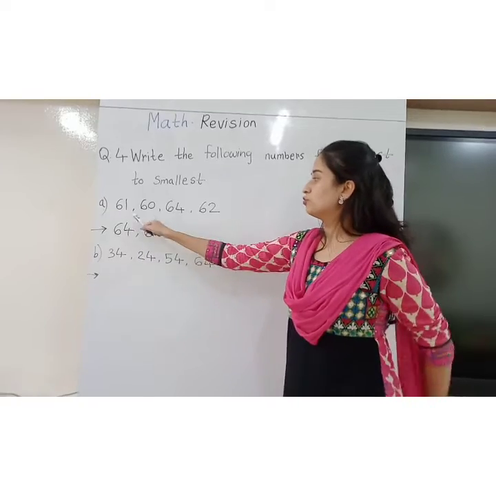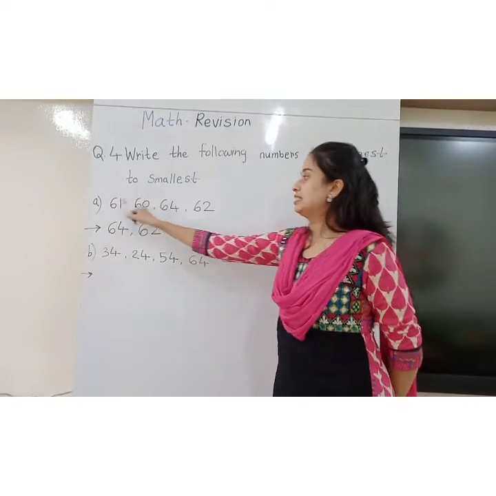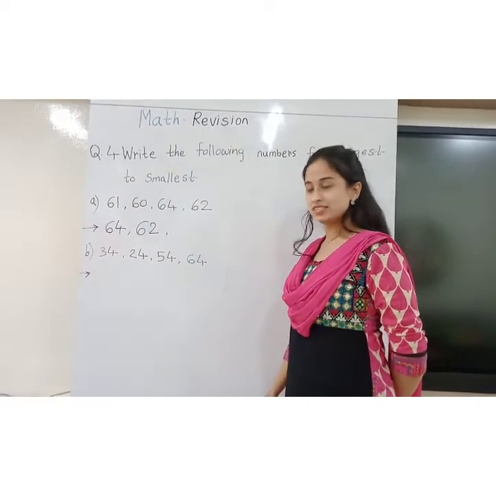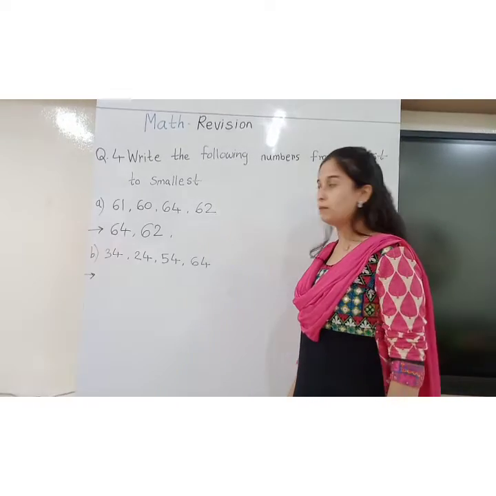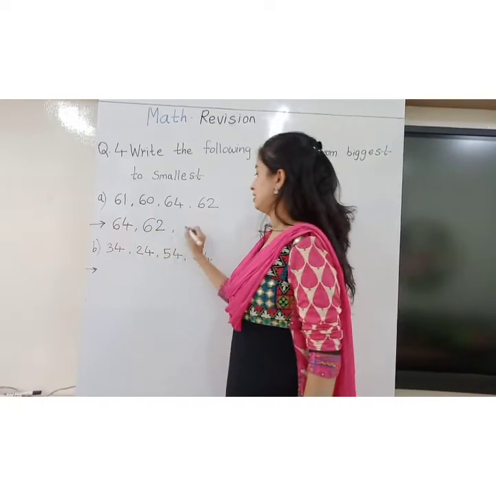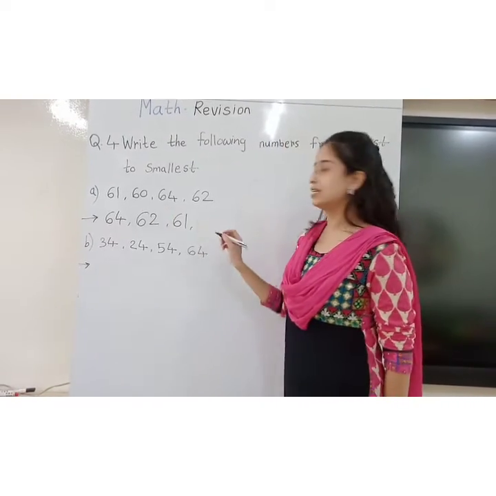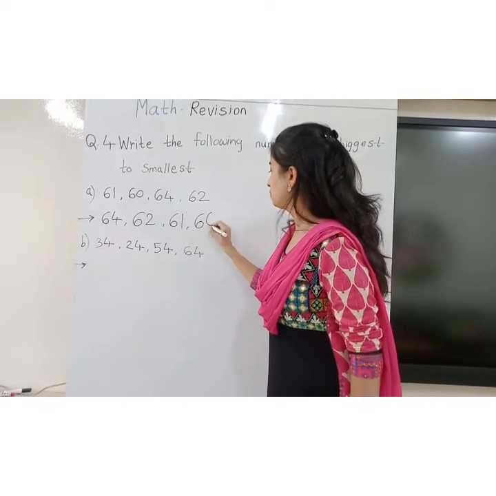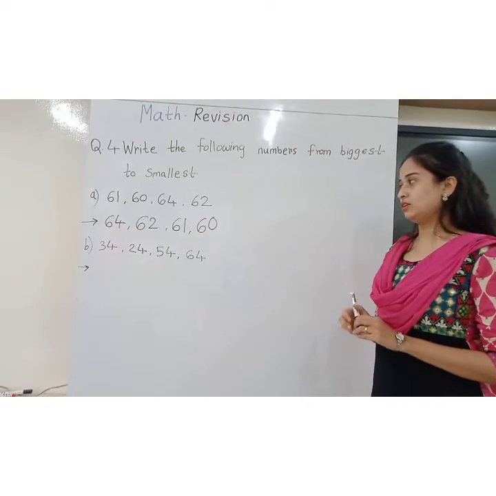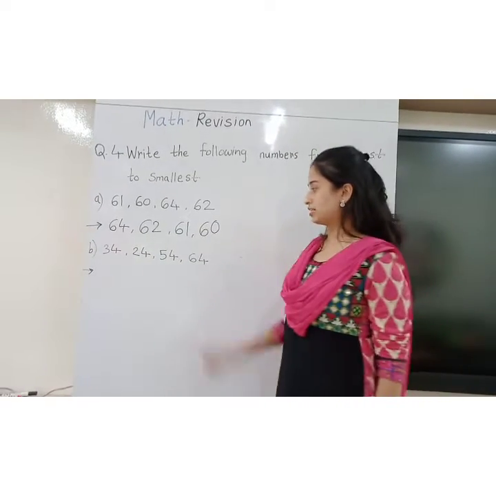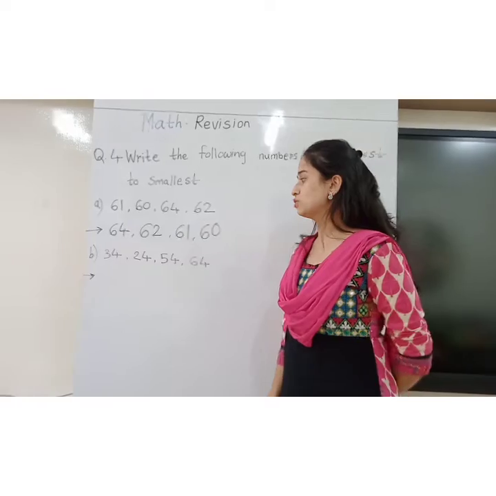Then two numbers are remaining now, 60 and 61. So from 60 and 61, which is the next biggest number? It is 61. So I will write 61. And the smallest one is 60. Okay. So now let us see one more example. Now which numbers do we see in here?